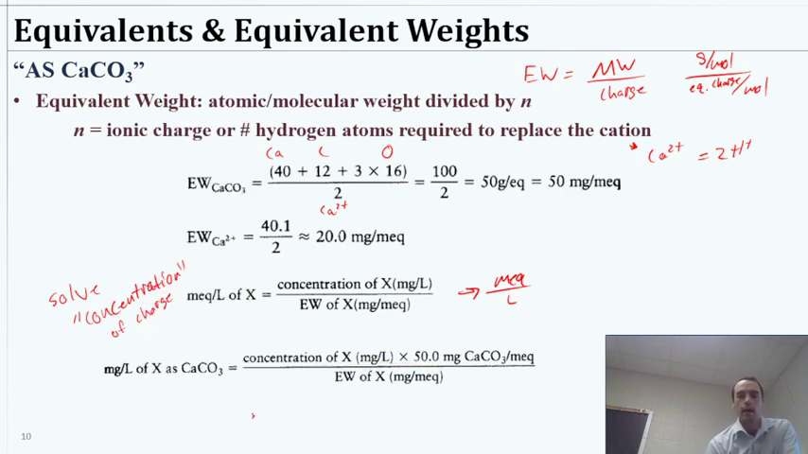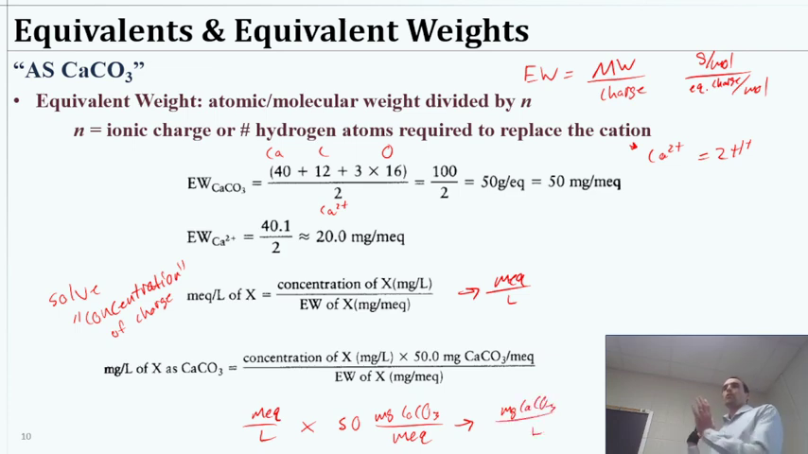So it's really just taking the milliequivalents per liter and multiplying it by 50 milligrams CaCO3 per milliequivalent, which gives us, the milliequivalents will cancel, milligrams CaCO3 per liter as our units, even though we're describing something else.